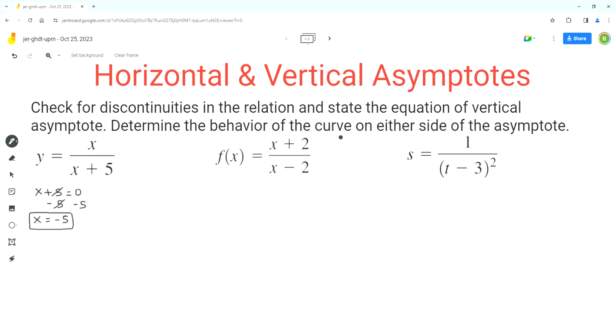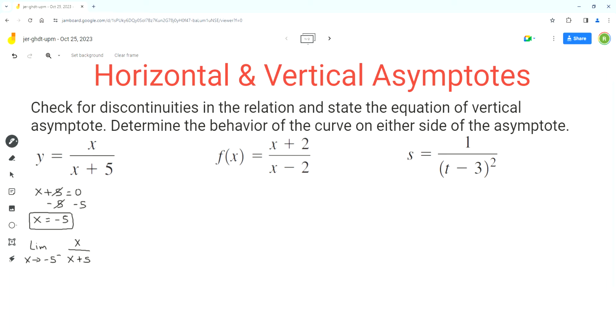Now we have to determine the behavior of the curve on either side of the asymptote. For that we can use the limit concept. We'll have to apply the limit to this rational function to the left side and the right side of -5. So let's start with the left side. We'll write the expression as limit x approaches -5 on the left side, and for that left side we use this negative sign at the exponent level of x over x plus 5.